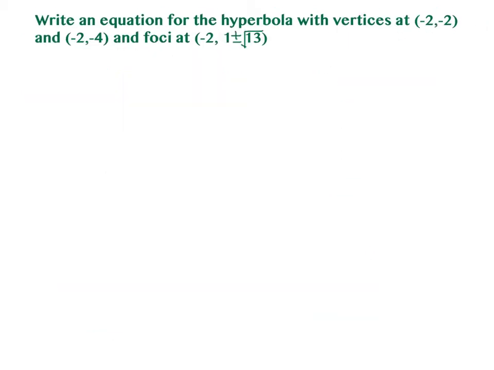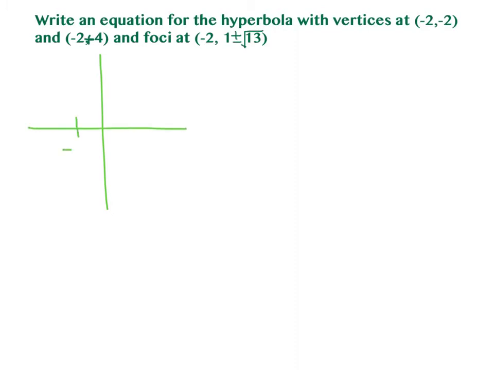And this is our last example. We're going to write an equation for the hyperbola with vertices at -2, -2 and -2, 4, and foci at -2 and 1 plus or minus the square root of 13. All right, so what we're going to do is sketch a little picture for ourselves.